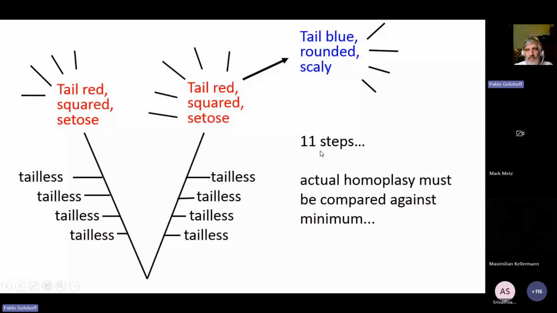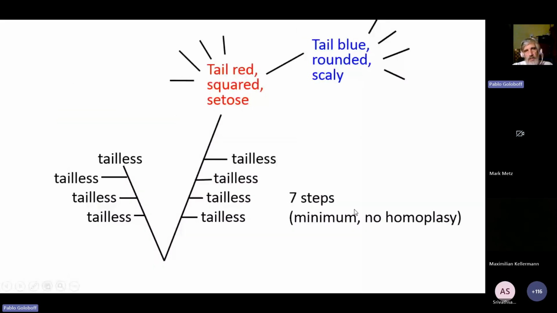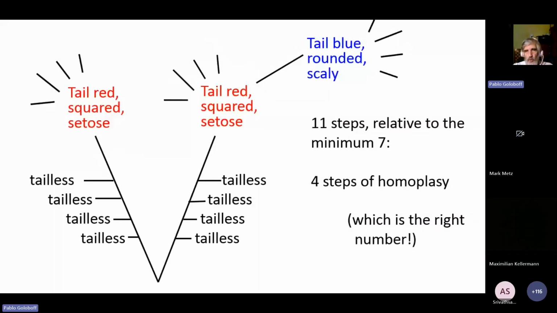And the actual homoplasy must be compared against the minimum. What would the minimum be in a case such as this? Okay, you gain a tail of some color, section, and cover, and then you transform into that. This would have 7 steps. 4 steps here plus 3 here. And this is actually the minimum. There is no homoplasy in this case. Sorry, talking too much here. So, when you do 11 steps relative to the minimum 7, you have 4 steps of homoplasy, which is the right number. It is the number we had concluded from manual comparisons.